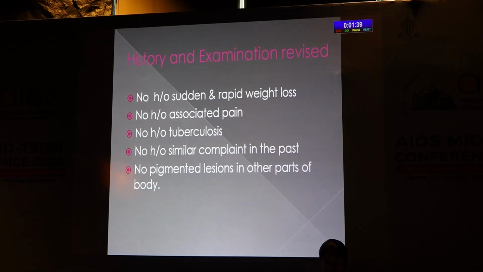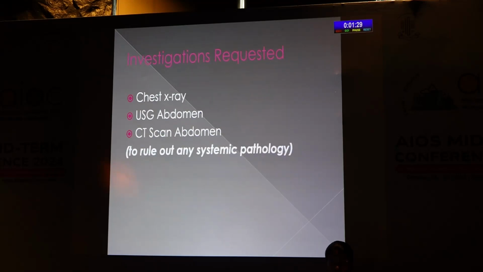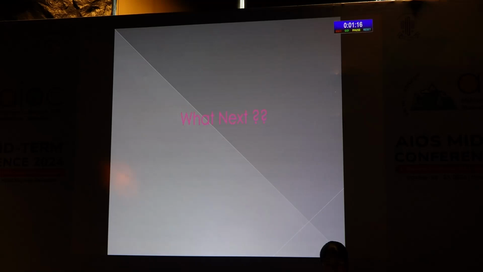The history was revised, but there was no history of sudden or rapid weight gain or loss, associated pain, tuberculosis or similar complaints in the past. No pigmented lesion in any part of the body. Investigations requested were chest X-ray, ultrasound abdomen and CT scan abdomen to rule out any systemic pathology, since maybe we were dealing with something secondary. Everything was within normal limits.